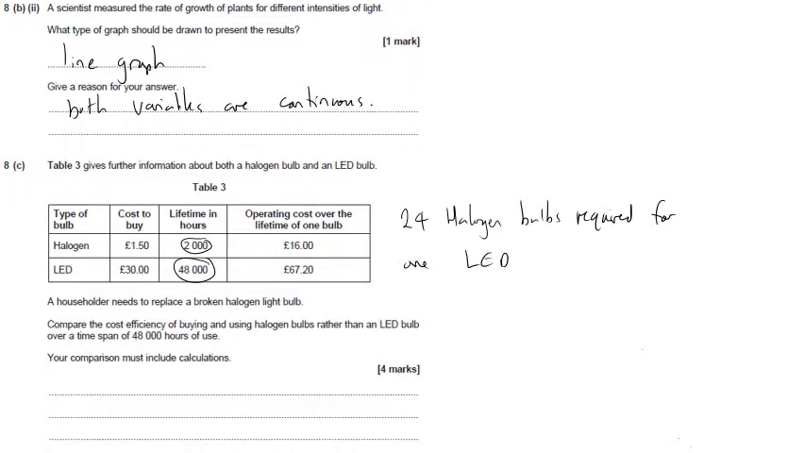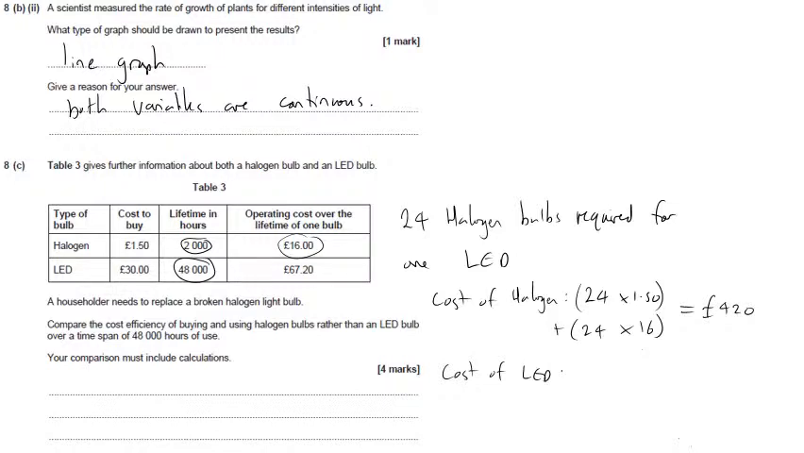So that means the cost of halogen is 24 times £1.50 plus the operating cost, which is 24 times £16. Now that comes out as a total of £420.